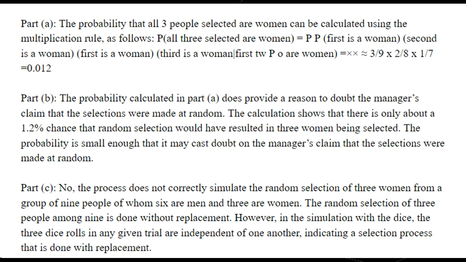The process does not correctly simulate the random selection of 3 women from a group of 9 people, of whom 6 are men and 3 are women. The random selection of 3 people among 9 is done without replacement. However, in the simulation with the dice, the 3 dice rolls at any given trial are independent of one another, indicating a selection process that is done with replacement.